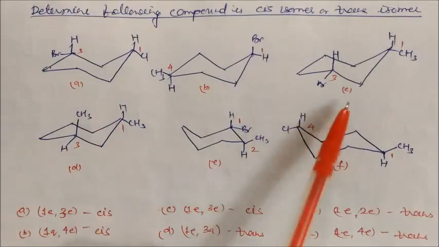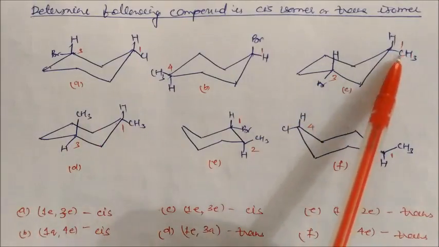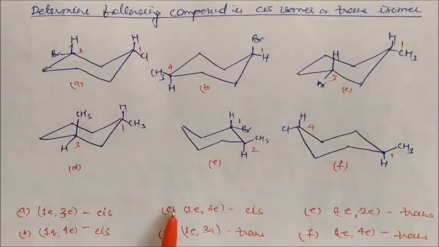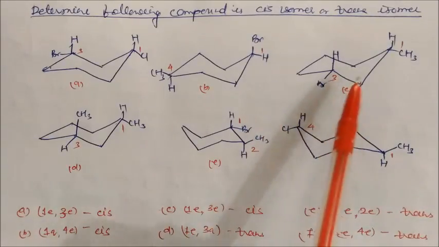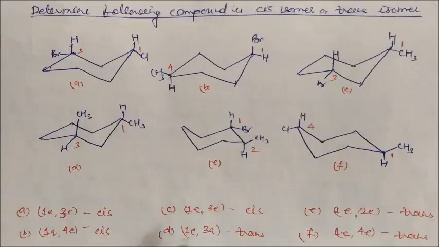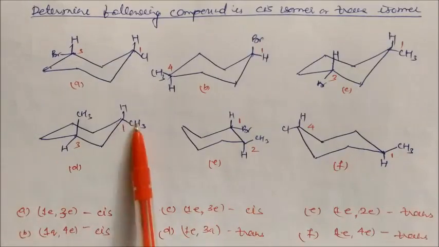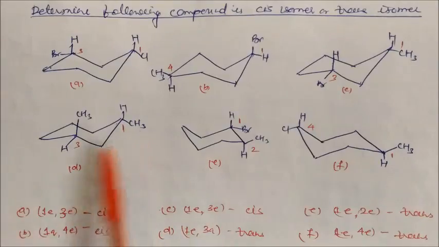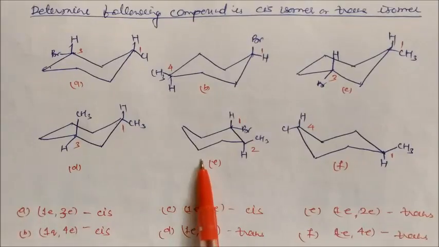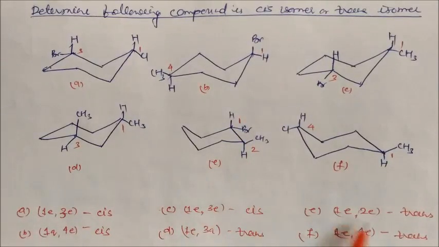Similarly, if you take C, this is your 1E and 3E. So 1E, 3E is again cis. Again in case of D, this is axial, this is equatorial, this is axial. So 1E and again 3A, this is called trans. If this is cis, this will be your trans. Similarly in case of E, both are in equatorial position, this is called trans.